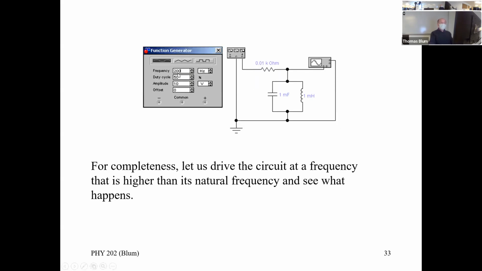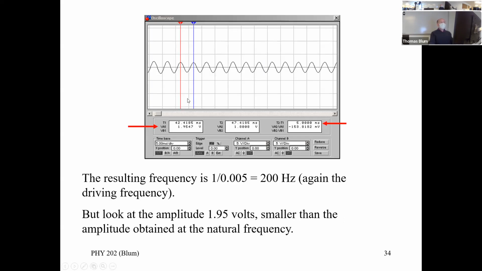Now I'm going higher than my 150. I'm above my natural frequency. And let me run that. The frequency is about 200. Again, I tell you, the driver wins. And now the amplitude is 1.9.